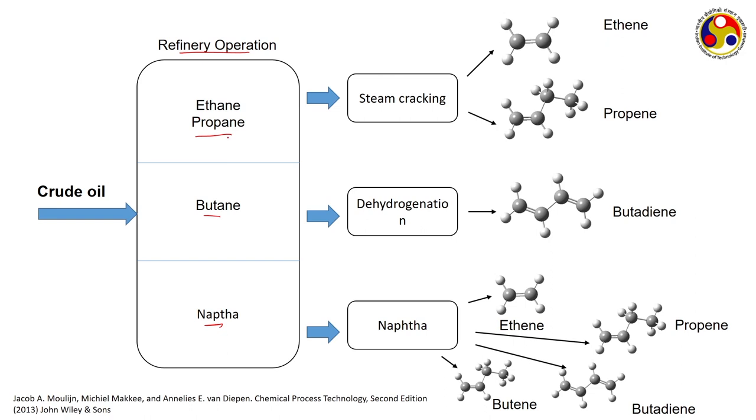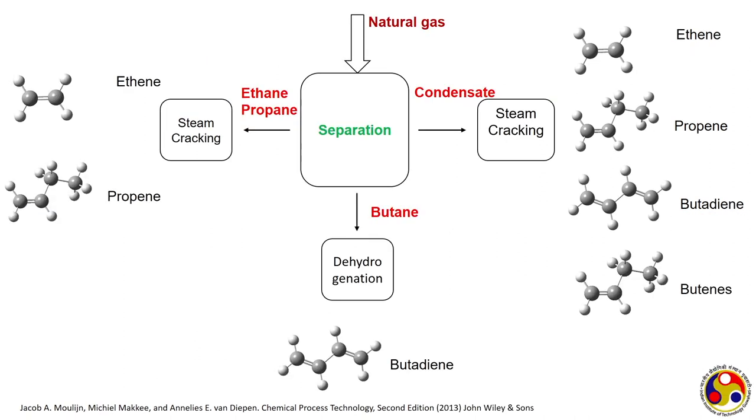Then ethane and propane can go to steam cracking. Here you are using steam, whether high pressure or low pressure, to produce ethene and propene, which are the feedstock for petrochemicals. Or you do a dehydrogenation and form butadiene, which is again a monomer for the rubber industries. Or from naphtha, you can also produce ethene, hexane, butane, or pentane. Again, you can also produce butane, propene, and butadiene. So, this is one way where you use crude oil and produce monomers for the petrochemical industry.